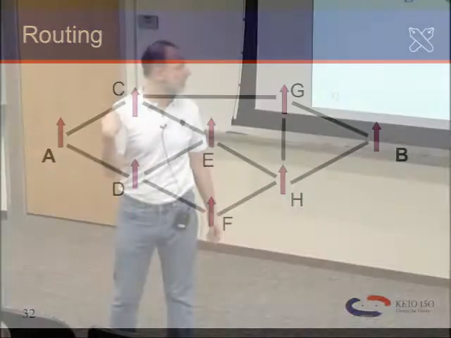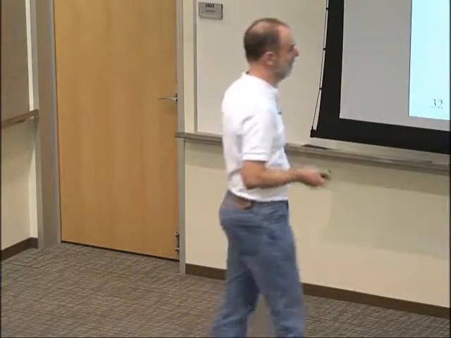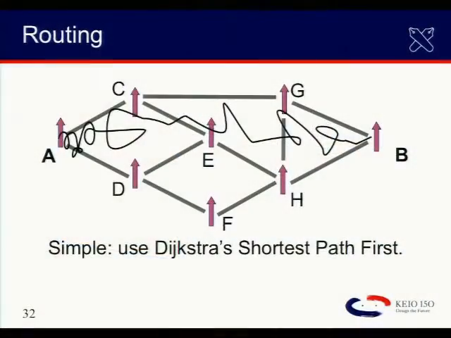We want to create entanglement between A and B in this network. How do you decide how to get from A to B? What would you use to decide on how you're going to get from A to B? Yeah, sure, path selection algorithm. How about Dijkstra's shortest path first?